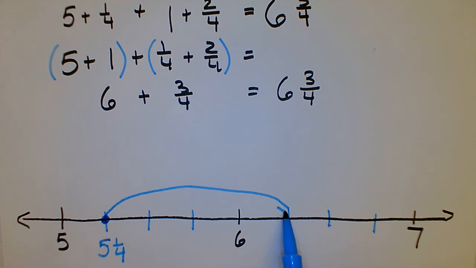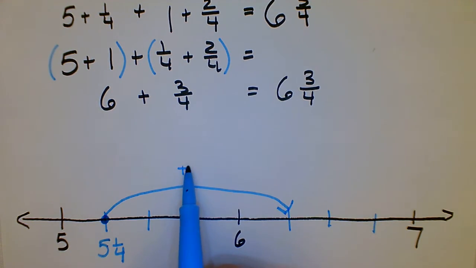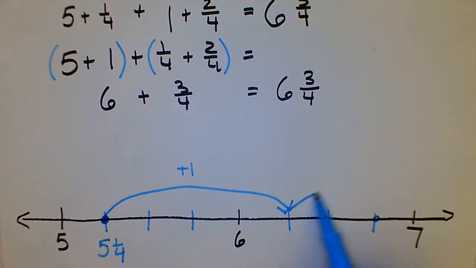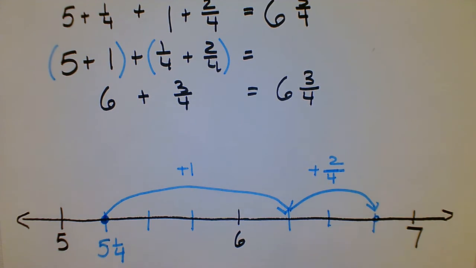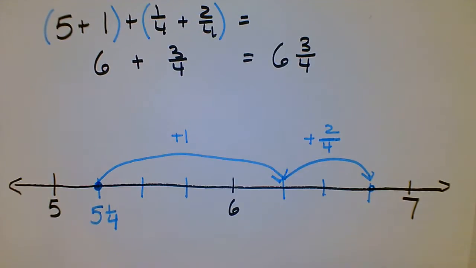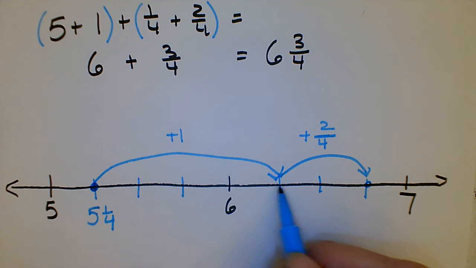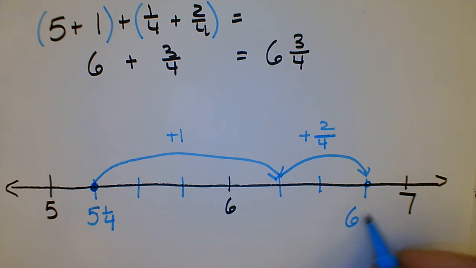And this is just one way to do it. And then I want to go ahead and add those other 2/4 on. So first I add 1 whole, and now I'm going to add 2/4, so 1, 2. So that's plus 2/4. And I end up at 6 and 3/4, which is exactly what we've been getting. Okay, so that's one possible way to do it.